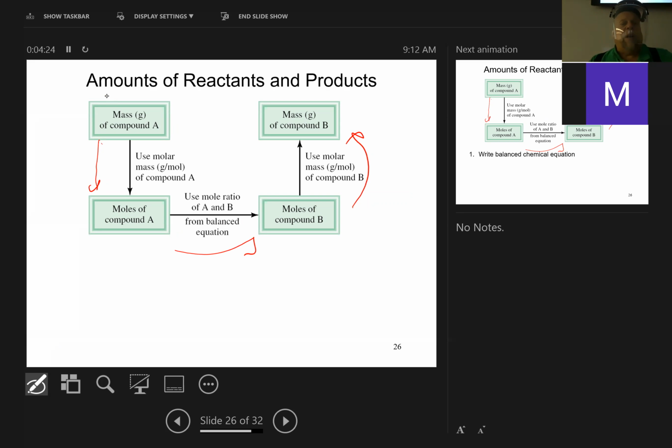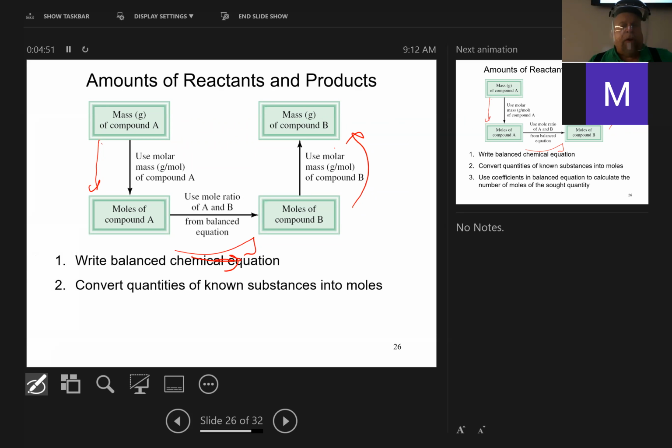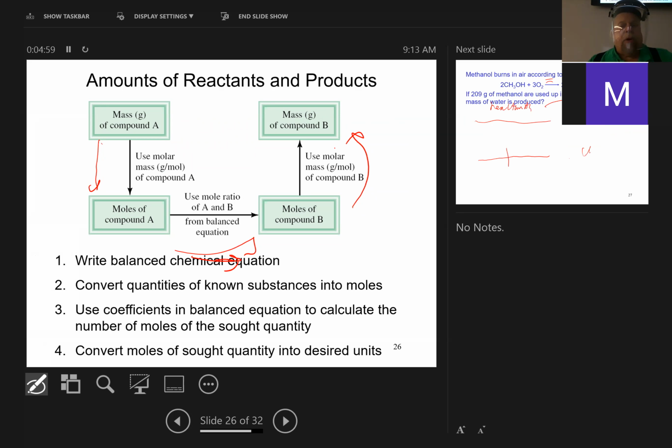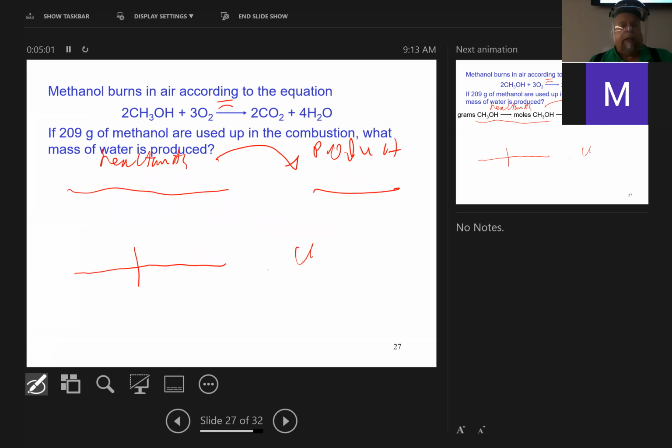So the next stage here is to go grams to moles to moles to grams. Essentially, this is the reaction. The reaction goes in this direction, and you can break off any place along the chain based on the structure of the chemical equation you're dealing with. Okay? So first you write the balanced equation, convert to moles, use the coefficients in the balanced equation to calculate the moles of the sought quantity, and convert the moles of the sought quantity into the desired units.